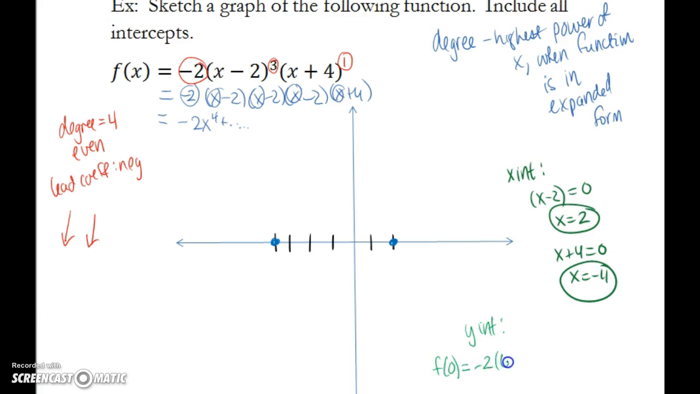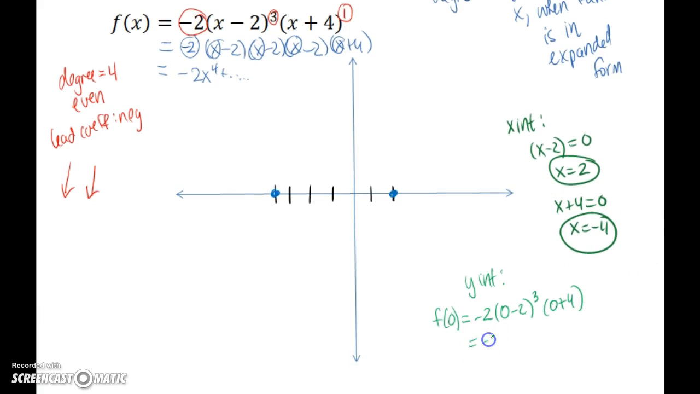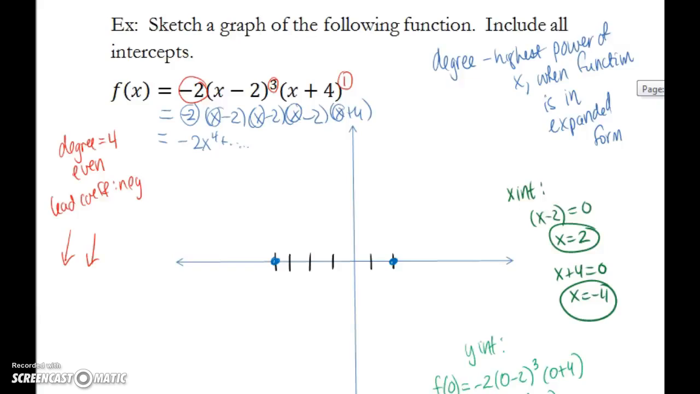So negative 2 times 0 minus 2 to the third times 0 plus 4. So this is negative 2, 0 minus 2 is negative 2 to the third, and this is 4. Exponents come first. And negative 2 to an odd power is negative, so that's negative 8 times 4, and this works out to be 64. Now you will not be able to use calculators when you do these problems because I'm testing to see if you can graph, so you want to make sure you know your order of operations there. Alright, so our y-intercept is 64.